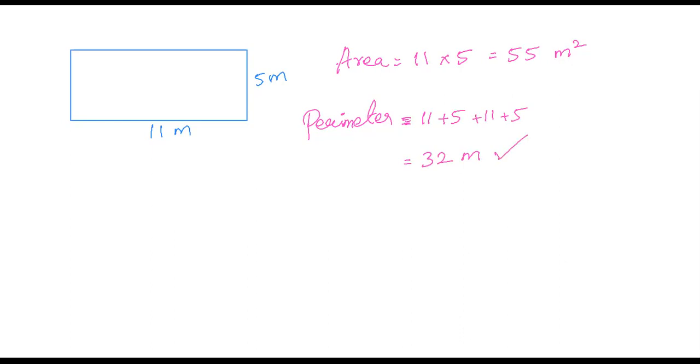And one more important thing, whenever you are finding the area, perimeter, or if you go to the 3D shapes, you might need to find volume and surface area. In all these cases, make sure that the units are similar. The units must be the same.